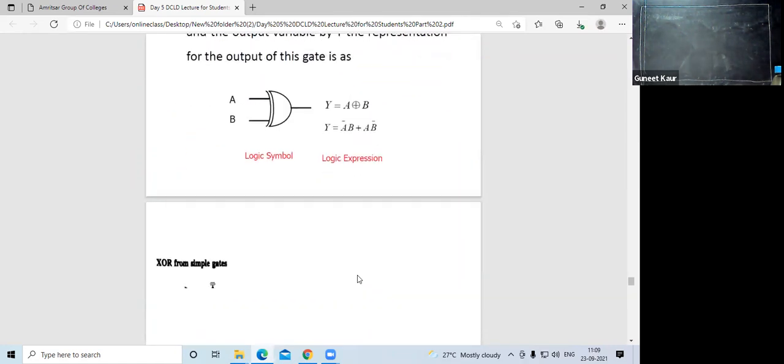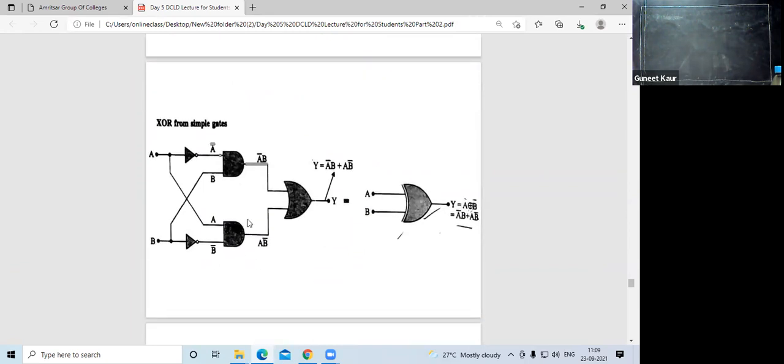Next, this is the diagram showing how you can make this XOR gate. This is A. If you want to get A bar, you just take the inverter. After the inverter you get A bar, and then this A bar and B are given to this AND gate. So this gives you A bar B.